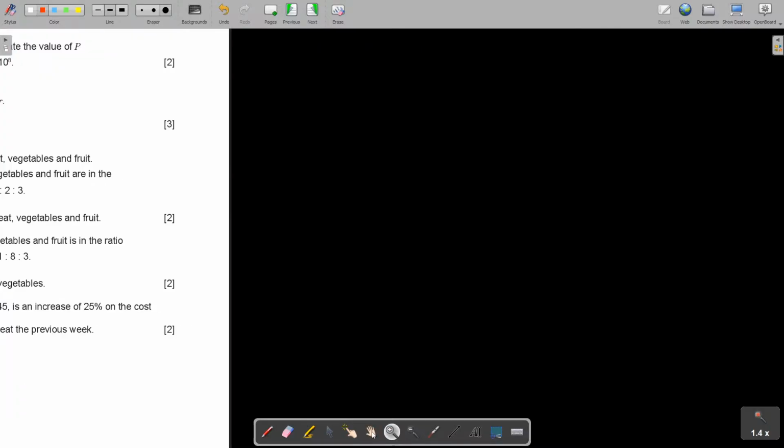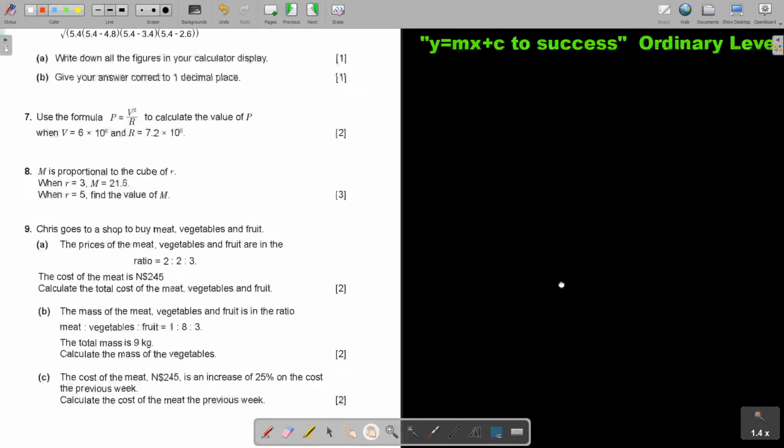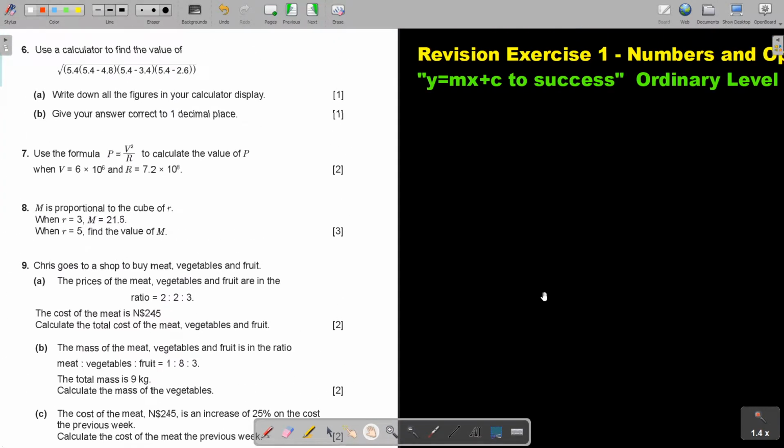Just want to make it a little bit bigger. Use a calculator to find the value of this. Write down all the figures in the calculator display. Now, this is an easy one. So basically, we're just going to say 6a, and we're just going to take a calculator. Now, if we take a calculator, we're just going to press everything in as it stands there.